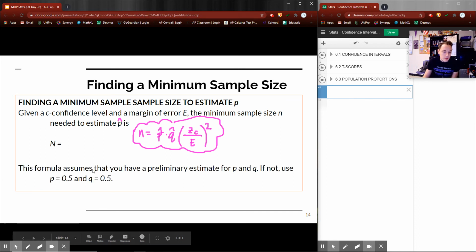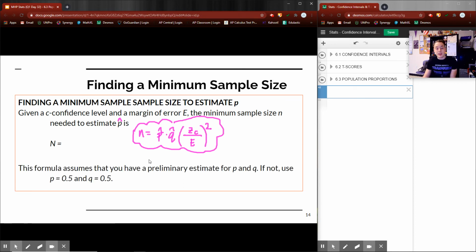And so assume, this formula assumes that you have a preliminary estimate. So maybe you don't have an estimate, right? Maybe if you don't have an estimate for your p hat or your q hat.